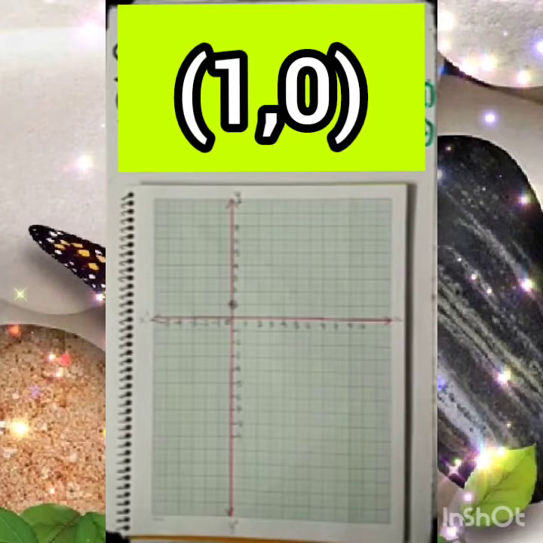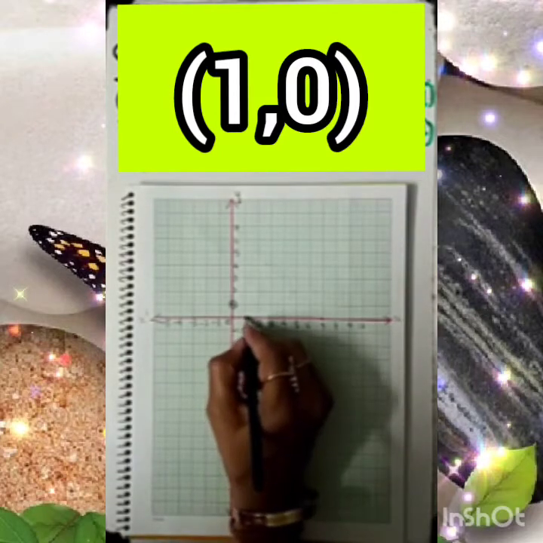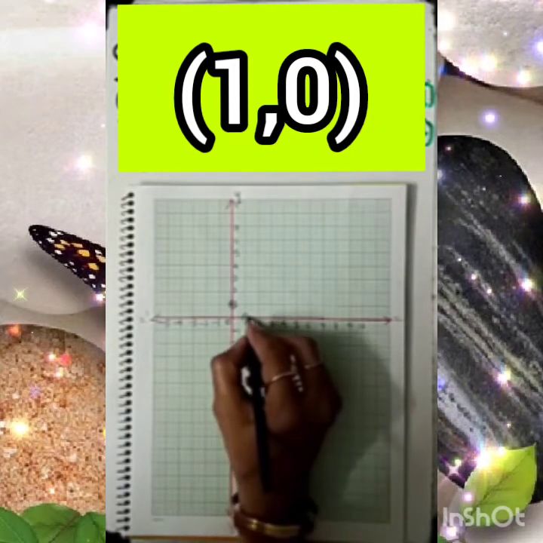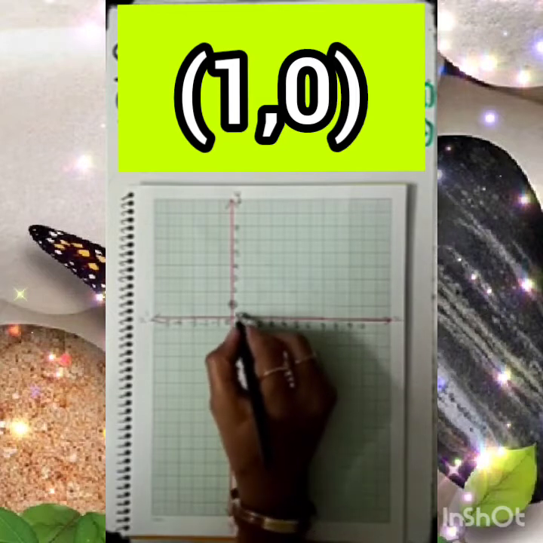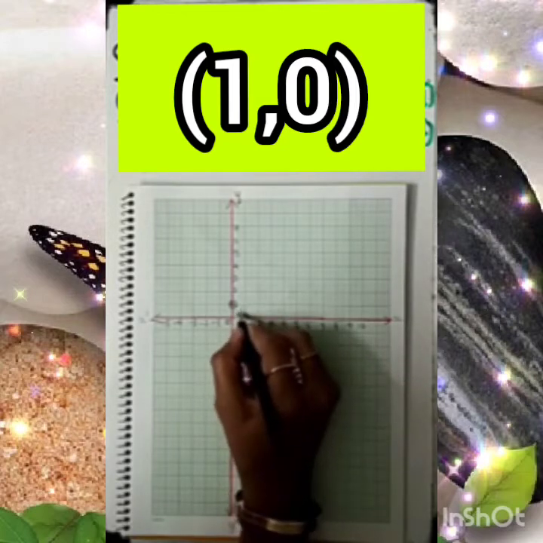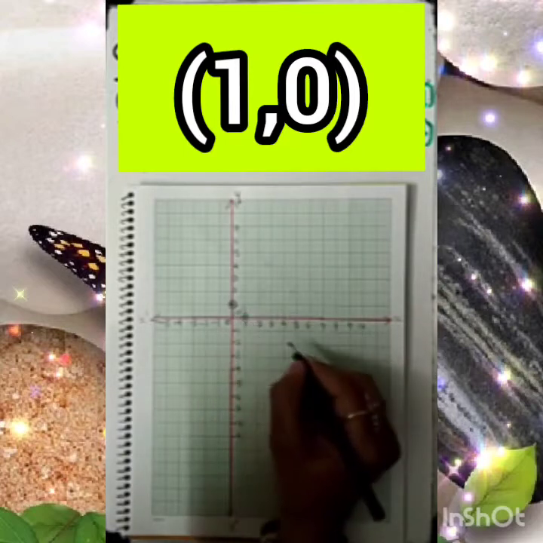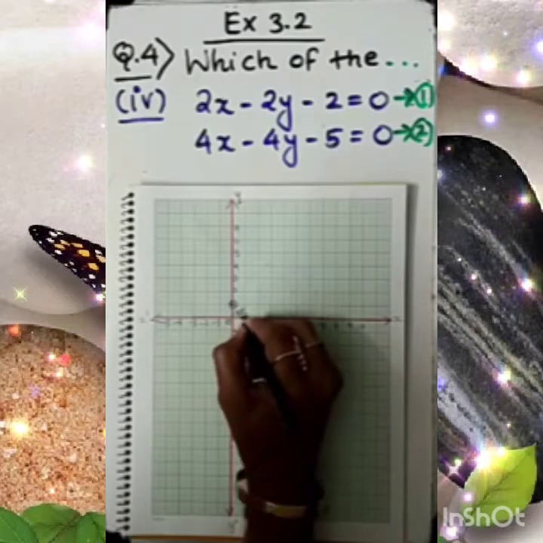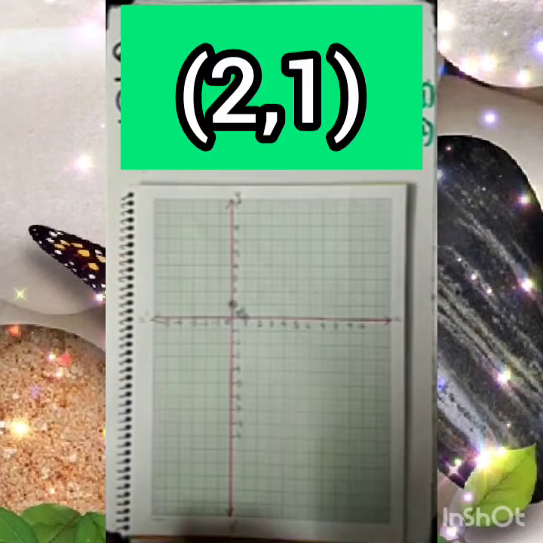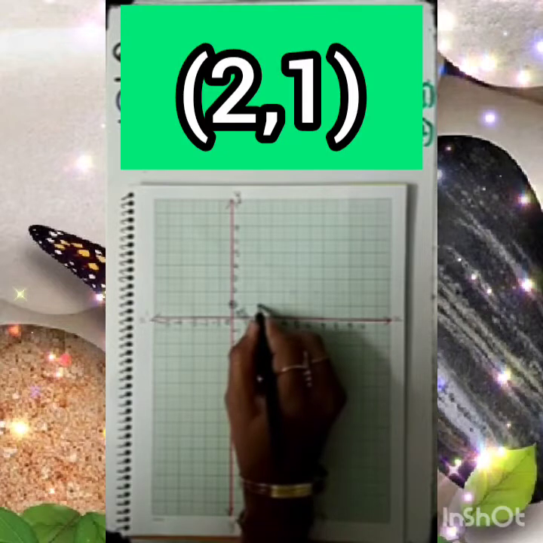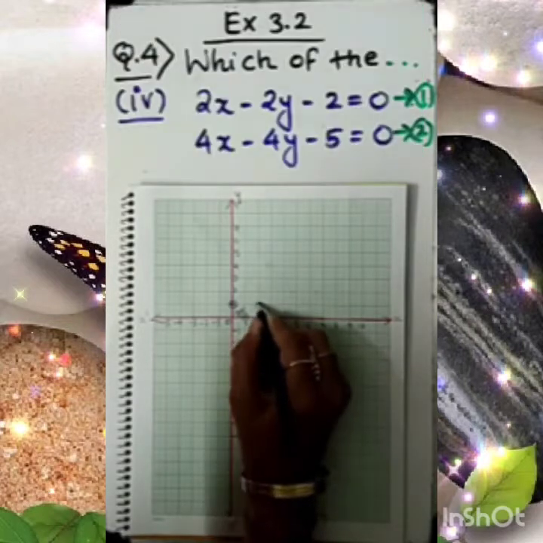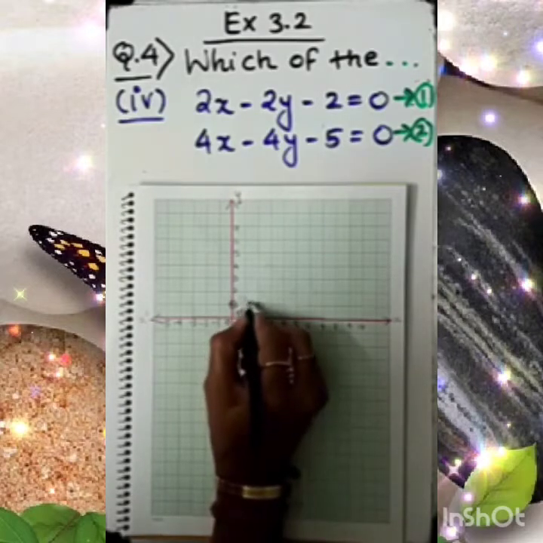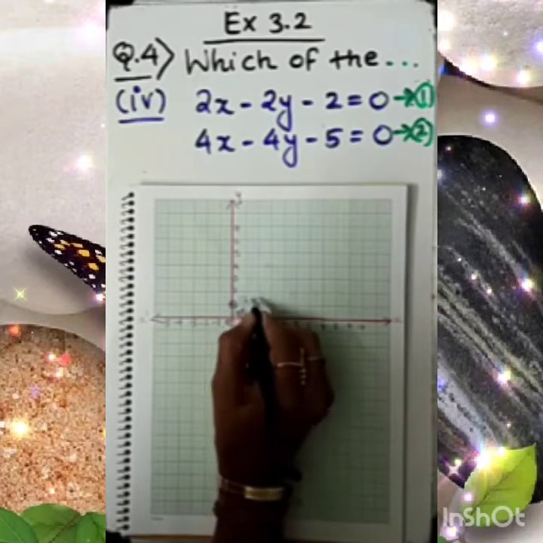Let's start locating the points. The first point which we have to locate is 1, 0. It lies here on the x-axis. Clear to you? This point is 1, 0. I am mentioning it here. Sorry, I am correcting: 1, 0. The second point is 2, 1. Of course, 2 is on the x-axis and 1 will be on the y-axis. So this point is 2, 1. So let me note down 2, 1. This point is here.